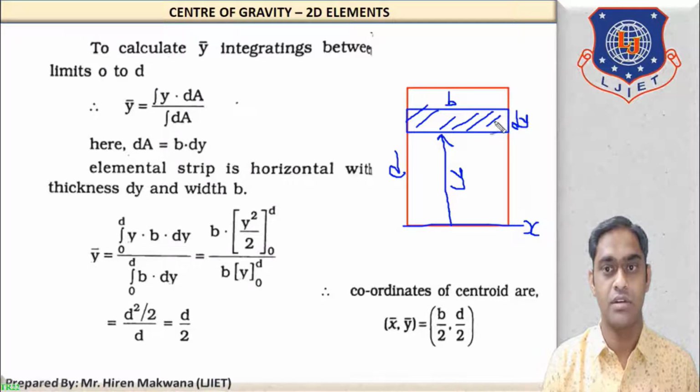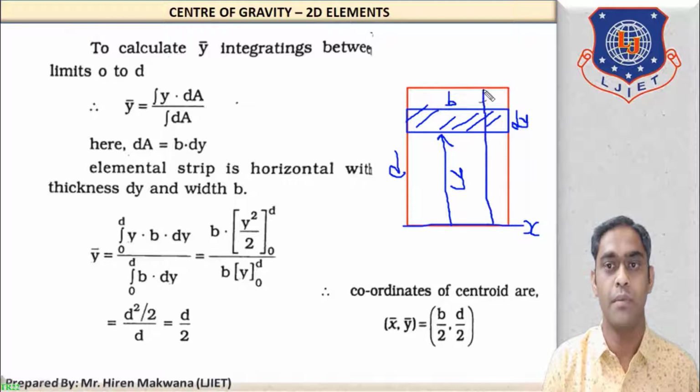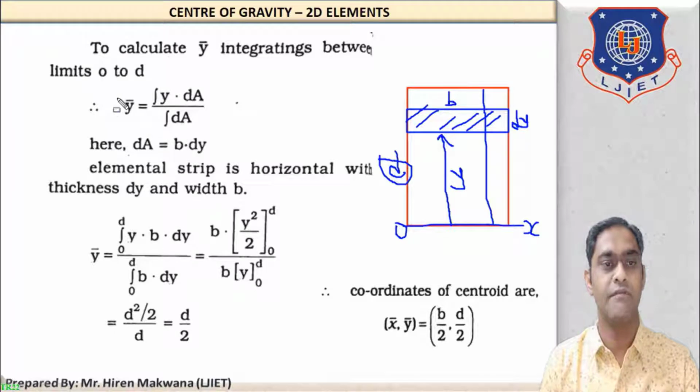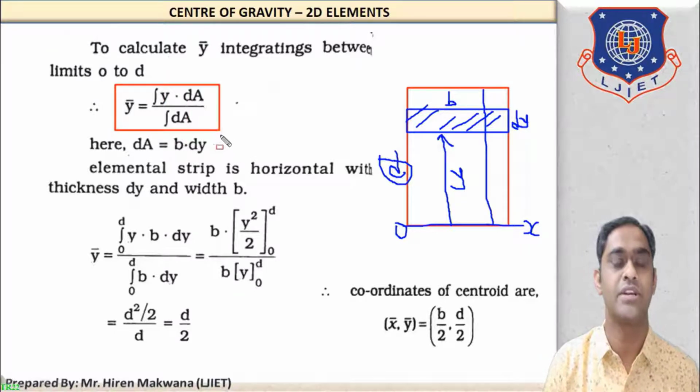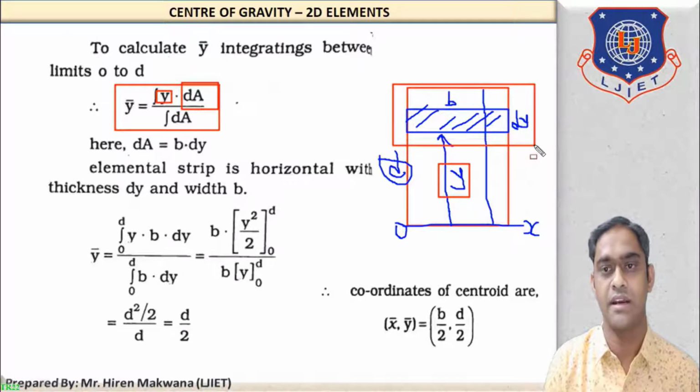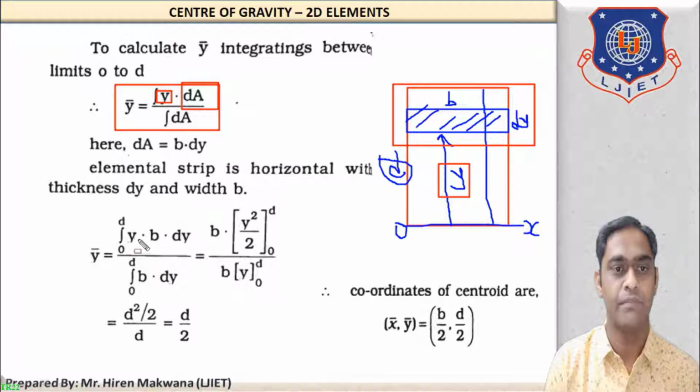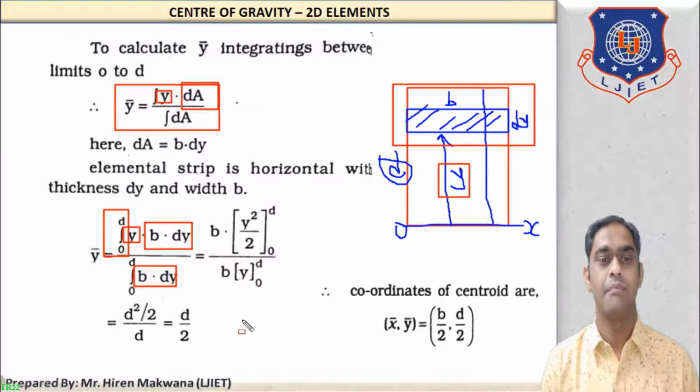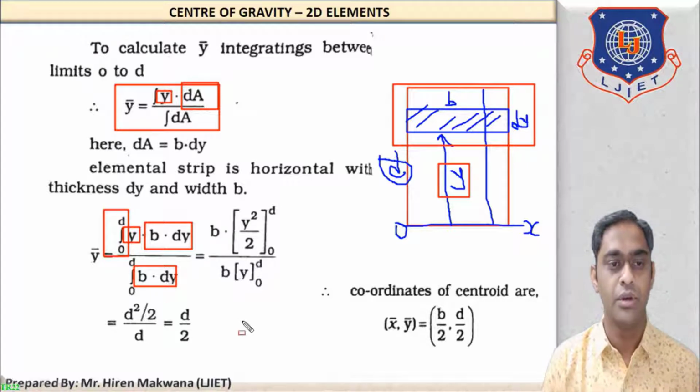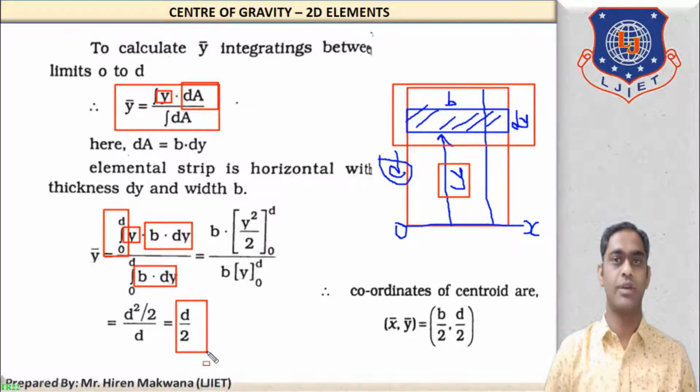Now this rectangular strip is moving from bottom to top. So integration will be from 0 to d. So by replacing the same formula, you can see over here y bar is equal to integration y dA upon integration dA, where y is equal to this distance and where dA is equal to area of this rectangular strip. So by replacing the value, y will be as it is, integration will be from 0 to d, and area will be b into dy. Similarly, in the denominator, area will be b into dy, integration from 0 to d. By doing the same simplification, you will get the answer of y bar is equal to d by 2.